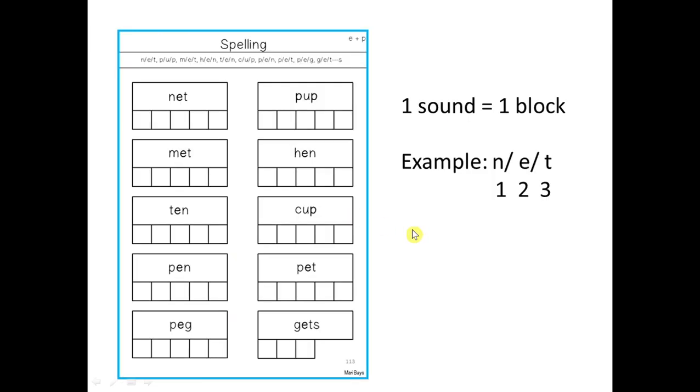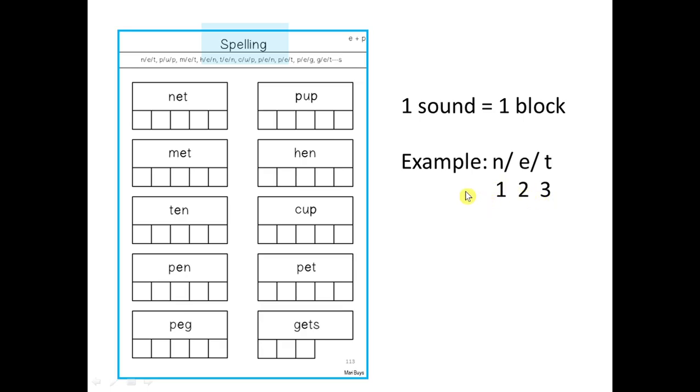Right, so this is the spelling page. Now, it's very, very important on this page that one sound goes in one block. So the example over here is n, e, t. So there are three sounds, 1, 2, 3. N is the first sound, E is the second sound, and T is the third sound.